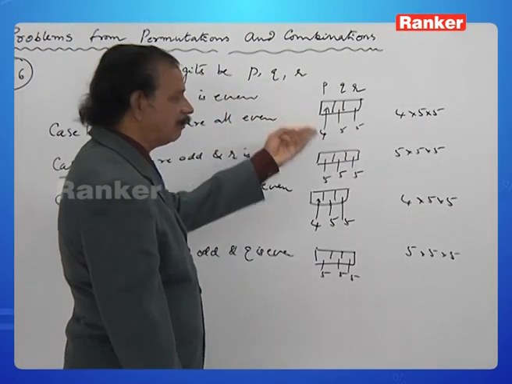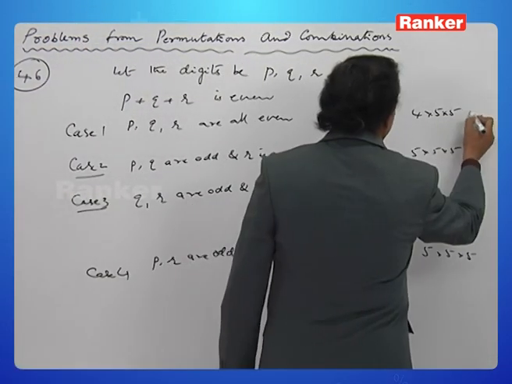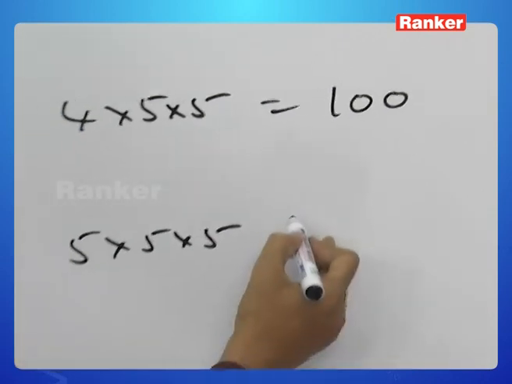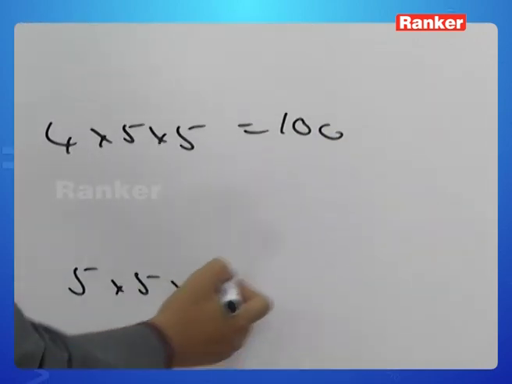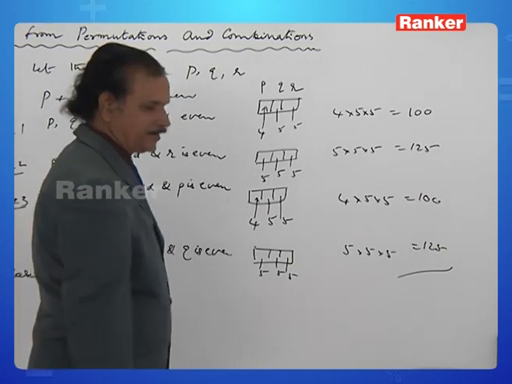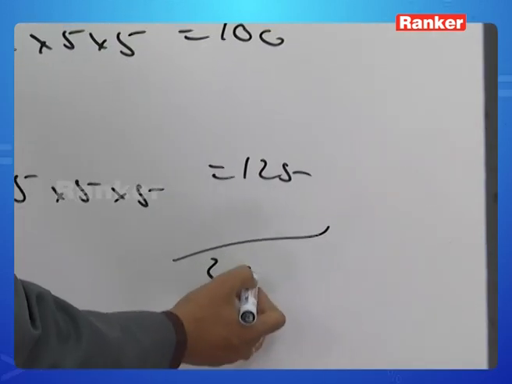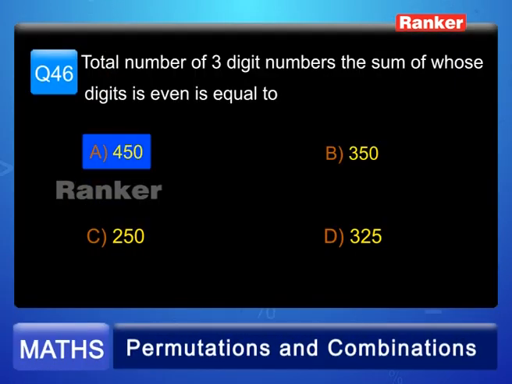Now, you add all these things. The ultimate answer is now going to be obtained. 5 into 5 into 4 is 100. 5 into 5 into 5 is 125. 5 into 5 into 4 is 100. 5 into 5 into 5 is 125. 125 and 125 are 250, plus 200. 450 is the answer. So it is available in the first option among the given options. So the right option is A, and 450 is the right answer for this question.